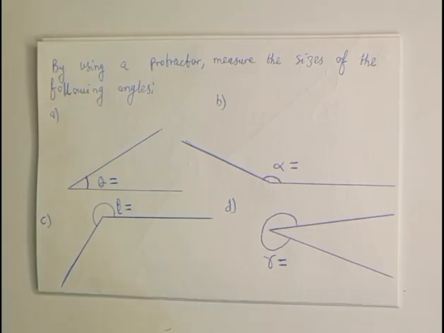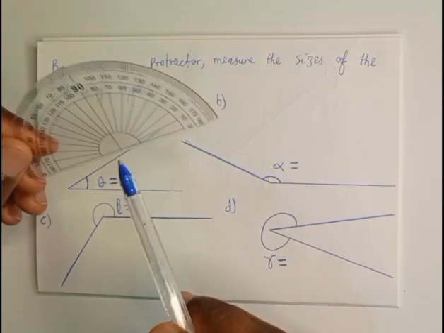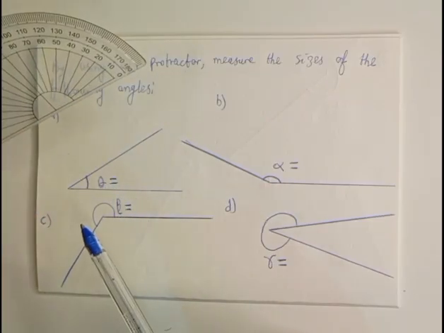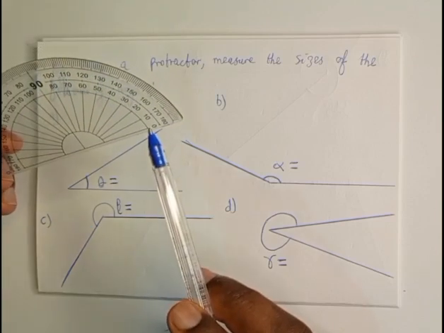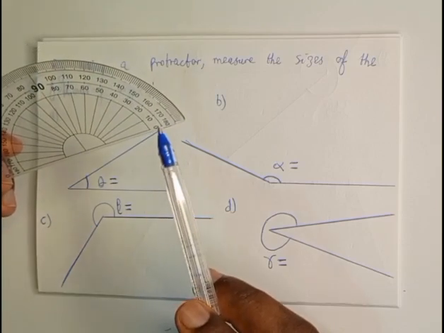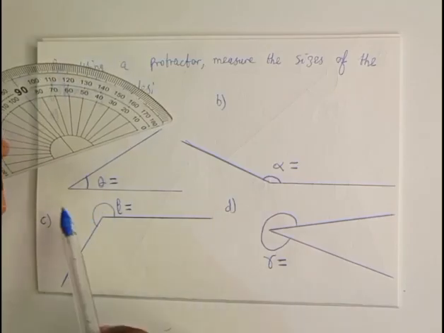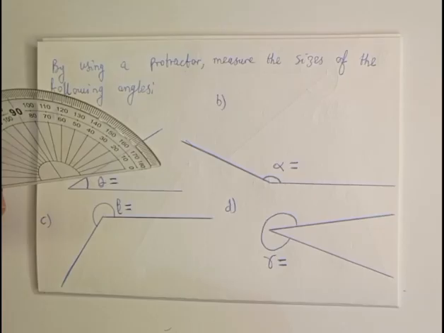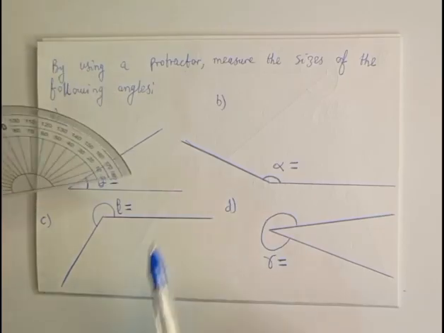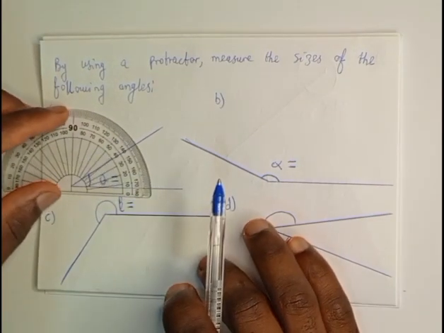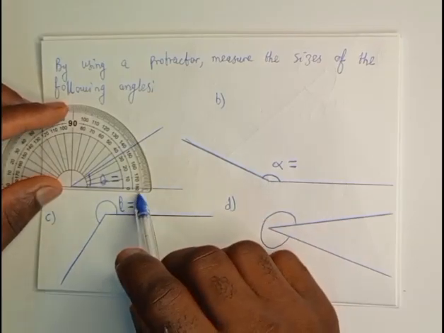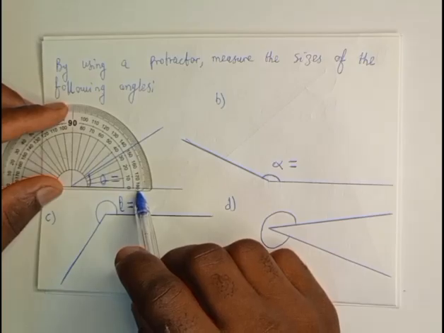What we are going to do is place the initial point of our protractor at the vertex. Then we control the zero mark of our protractor to lie on one of the arms of the angle. Place the initial point at the vertex as such. Then we control the zero mark to lie on the arm like this.